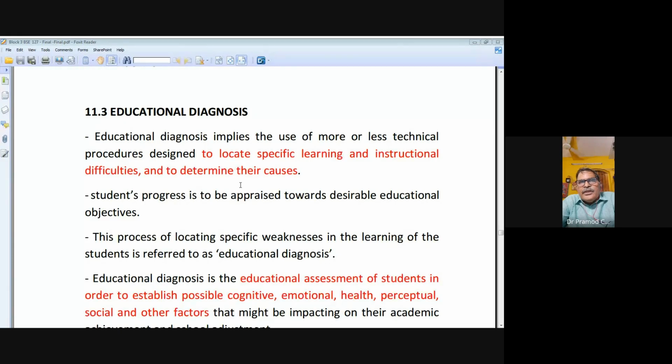The desired educational objectives are always related to the cognitive aspect more. Why are we saying this? Because in the cognitive aspect, knowledge is there, understanding is there, application is there. If we have the knowledge and the understanding capacity, then we are able to apply the knowledge properly.